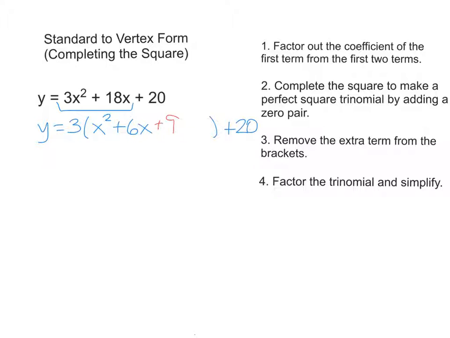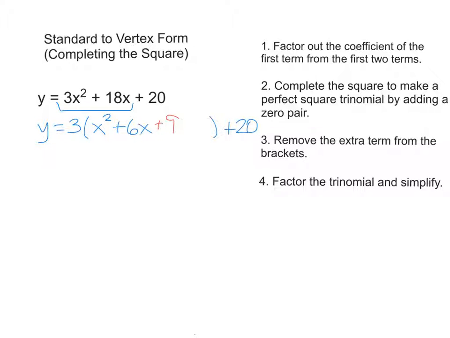Half of 6 is 3. 3 squared is 9. I put a plus 9. Now this is a perfect square trinomial. X squared plus 6x plus 9. The problem is I can't just randomly add 9 to an equation, right? When I do that, now it's something different. So I have to make it the same again.